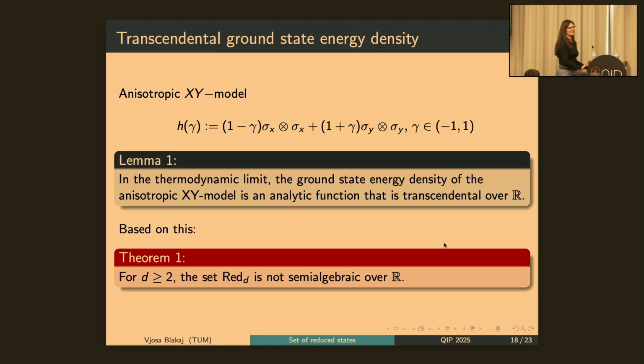Are there many things that are transcendental in this, like many models where we know this? This is the only one I studied. Potentially, maybe, but this is the only one. I needed just one counterexample to finish my proof.